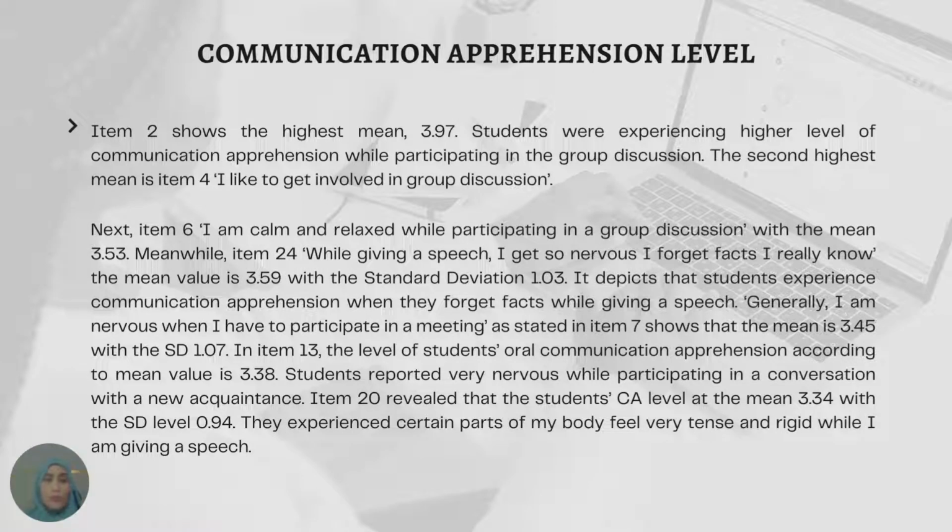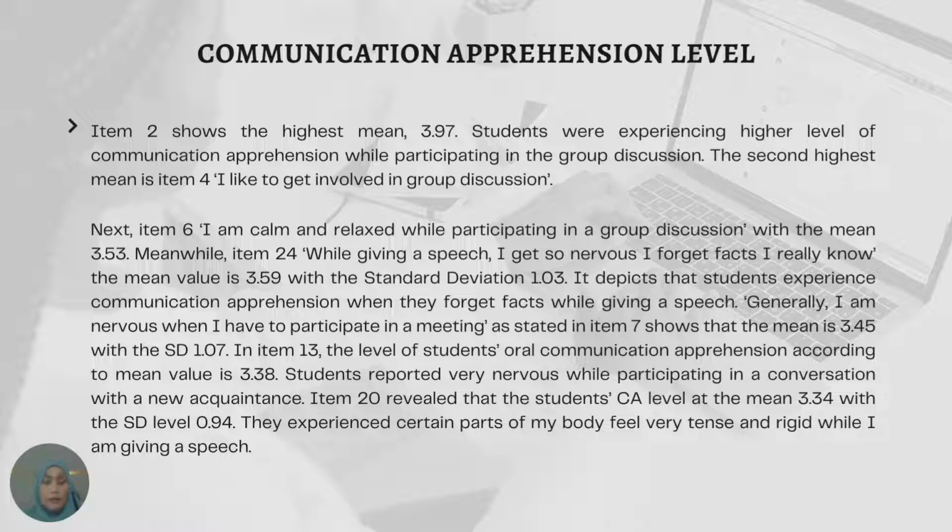Item 2 shows the highest mean, which is 3.97, in which students are experiencing higher level of communication apprehension while participating in the group discussion. The second highest is actually item number 4, with the statement, "I like to get involved in group discussion." Next, item 6, "I am calm and relaxed while participating in a group discussion," scored a mean of 3.53.